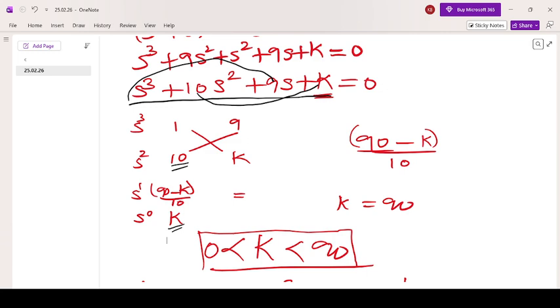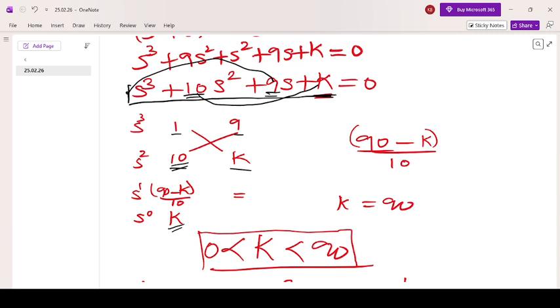plus 9s plus k. If you want to formulate the Routh array, you will be writing the s powers in descending order. So s cube, s square, s power 1 and then s power 0. Then elements must be listed here. The first row elements are 1 and then 9. The second row elements are 10 and then k. So in this way, you will be filling the elements.